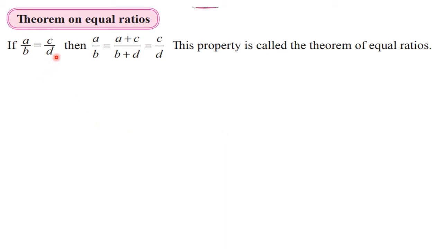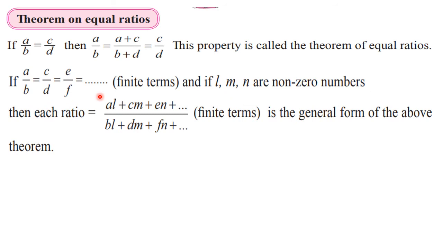Now here we have seen this property for two ratios, but this property is applicable for n number of ratios. That means if we have n number of equal ratios like this, A upon B is equal to C upon D is equal to E upon F is equal to G upon H and so on. But the terms should be finite. So this property is applicable to n number of ratios, but the only thing is that they should be finite. It is not applicable to infinite terms.